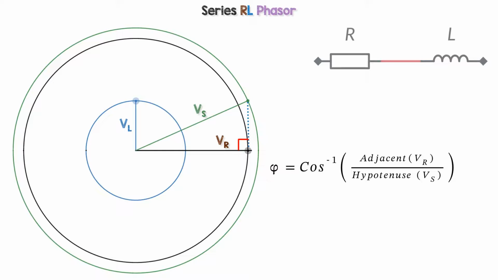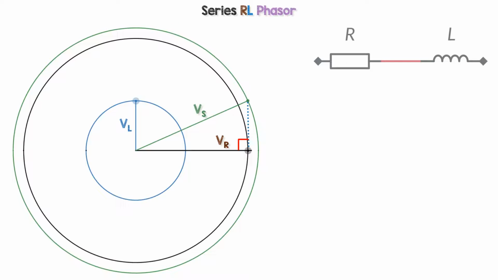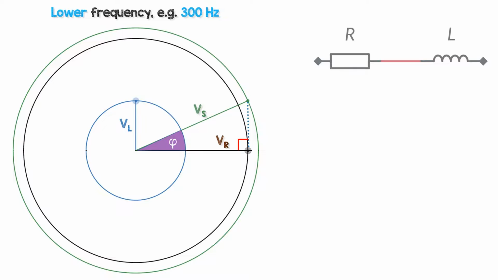The phase angle is between the supply voltage and the current, and in a series circuit, it's also the angle between VR and VS, as VR is in phase with the current, and current always lags the supply voltage in an inductor or resistor-inductor circuit. Firstly, let's have a look at the voltages at the relatively lower frequency of 300 Hz.